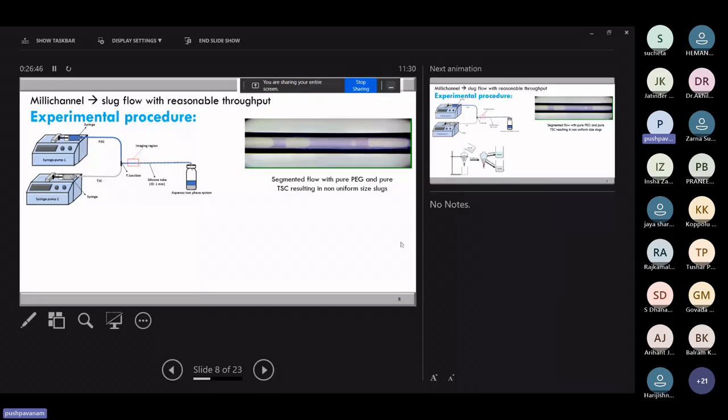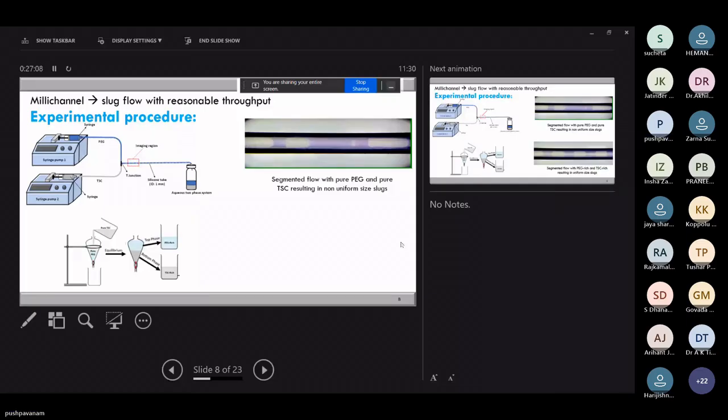And one way to do that is to go to a milli channel, and that's basically what I'm explaining here. Okay, so the way you do the experiment is you have these two syringe pumps on the left. You pump the two liquids. One is the PEG and one is the trisodium citrate, and you look at the flow inside, and you see that you have a segmented flow.